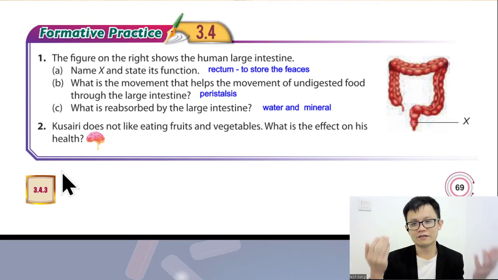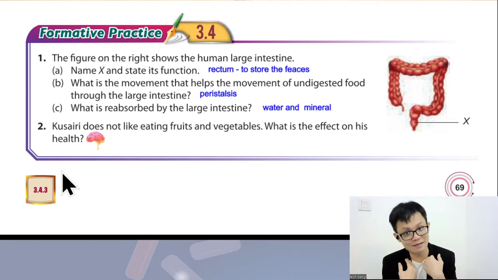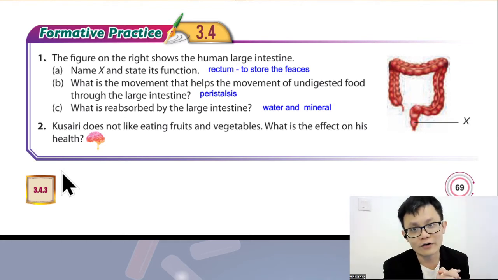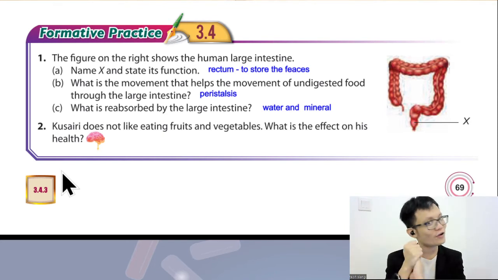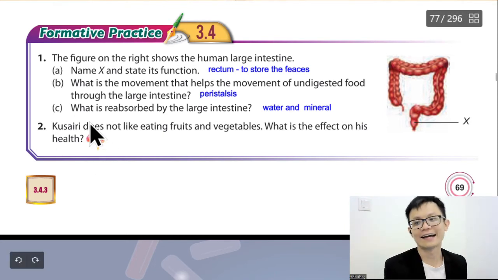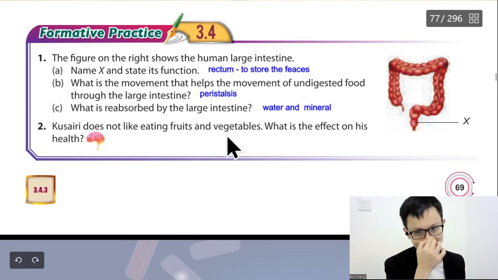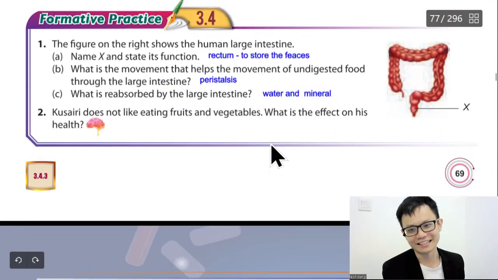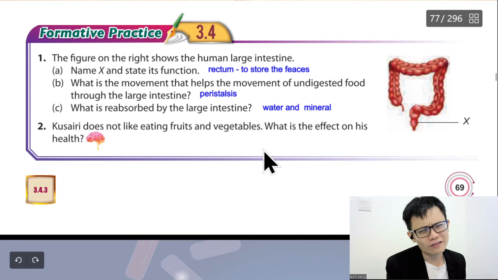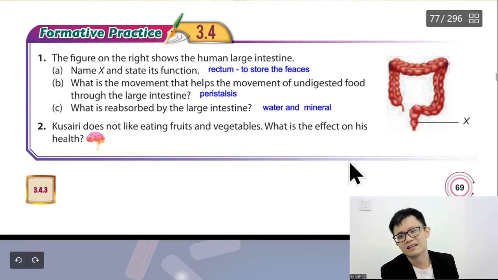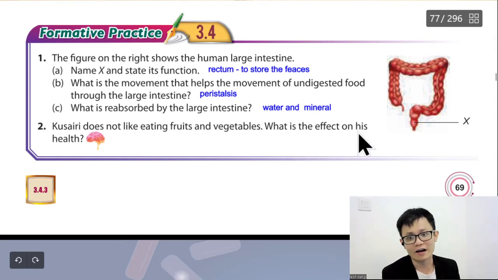You think you don't need to eat fruit and vegetable. Wait until you're 30 plus years, I can see my friends start to have health problems. So if you don't take care of your body now, it's okay, in the future you will have the opportunity to take care of your body. Kusari does not feel like eating fruit and vegetable. Like my friend, luckily he has insurance. I know how much money he spent on this surgery. It's so weird, you know, at 34, 35, 36 years old, you get surgery for this thing. What is the effect on his health?